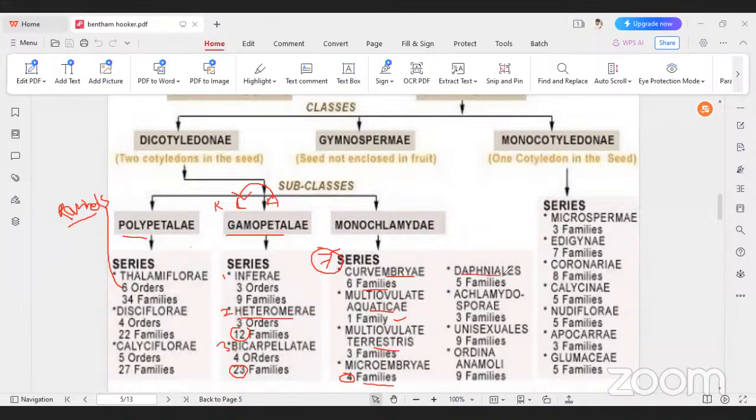Next, Daphnales, another series. Achlamydosporeae, three families. No orders. Unisexuales, nine families. So total seven: Curvembryae one, Multiovulate aquaticae two, Multiovulate terrestres three, Microembryae four, Daphnales five, Achlamydosporeae six, Unisexuales seven. Seven series. They are directly divided into families.